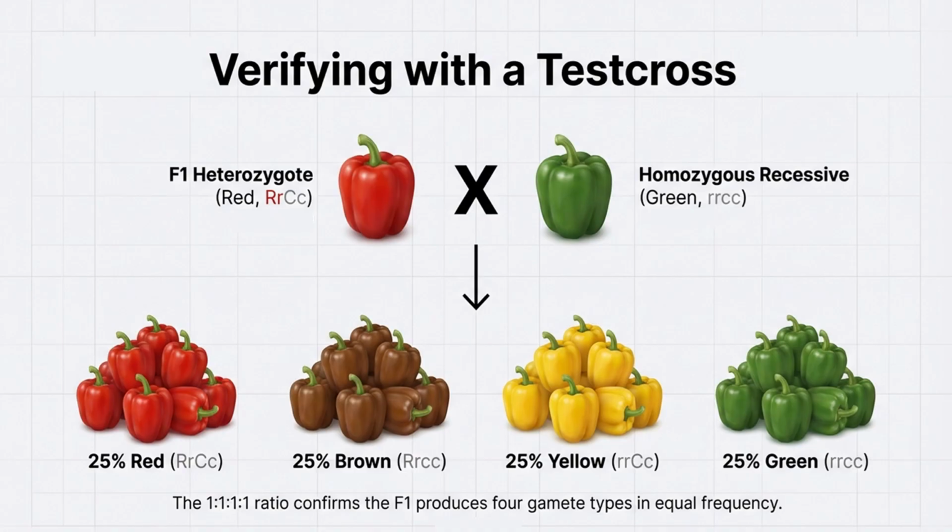We can verify this using a test cross by crossing our F1 red heterozygote with a homozygous recessive green pepper. We expect a 1 to 1 to 1 to 1 ratio, and this confirms that the F1 parent is producing 4 types of gametes in equal frequency, proving that our independent assortment model is correct.